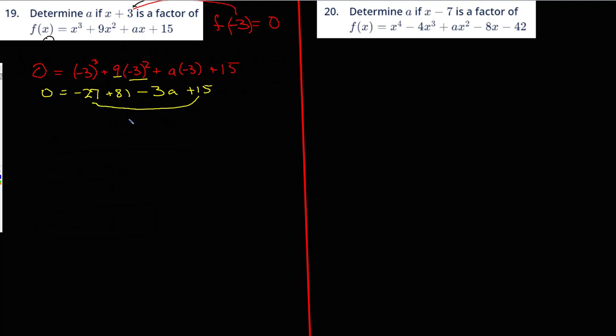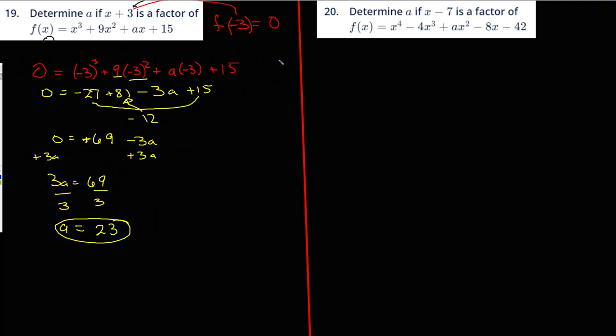Negative 3 times a is negative 3a plus 15. These two give me a negative 12. Negative 12 and 81 give me a positive, no, 69 minus 3a. And if I add the 3a to both sides, I get 3a is equal to positive 69. Divide both sides by 3. a is equal to 23.